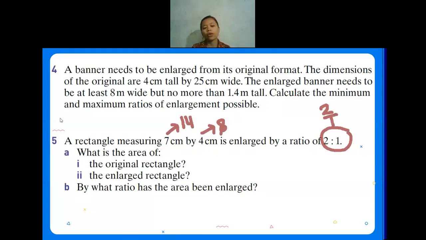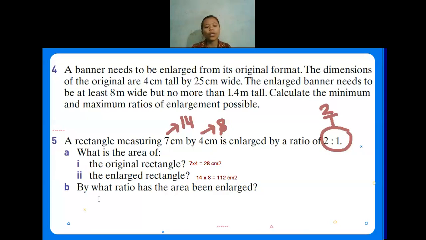To find the area of the original rectangle, we do length times width, 7 times 4. 7 times 4 equals how many? 28 centimeter square. Now, what about the enlarged rectangle? What is the area? 14 times 8 is equal to? 112. Okay, 112 centimeter square.